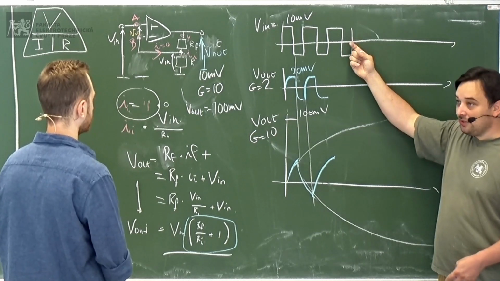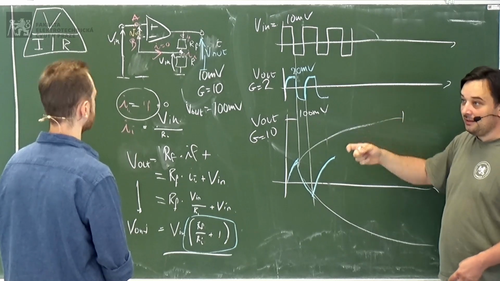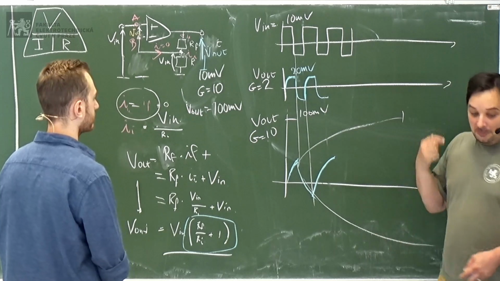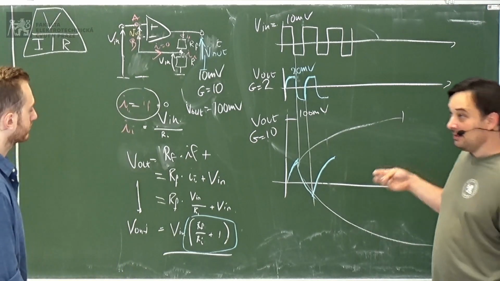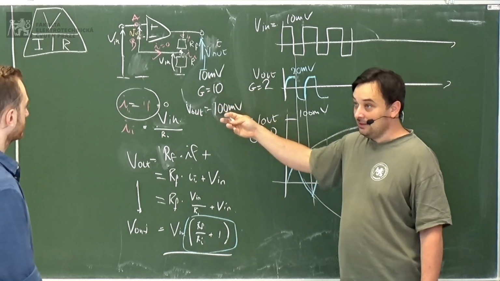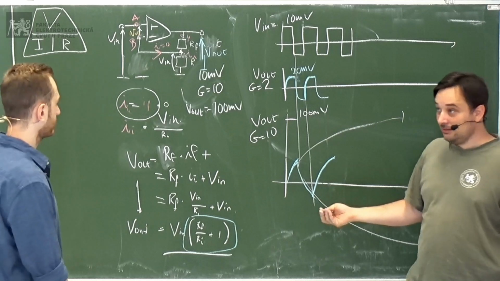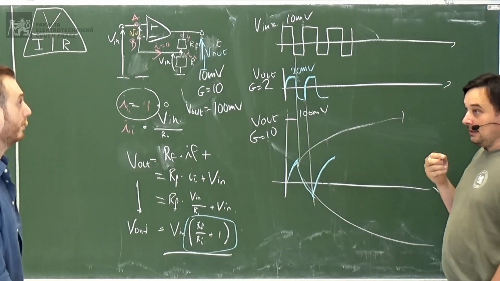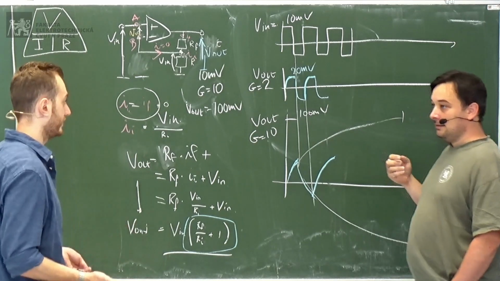So we have an input frequency, and for gain equal to 2 is fine. For gain equal to 10, no good. Which tells you that the bandwidth, so the maximum frequency you can use this instrument, depends on the gain. Okay? Well, it depends on the gain and the slew rate.